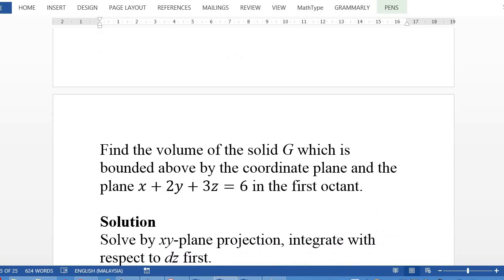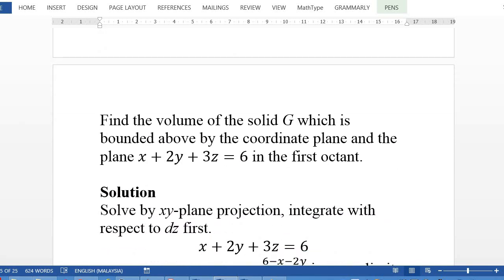Okay, example 1. Find the volume of the solid G which is bounded above by the plane, the tetrahedral plane x plus 2y plus 3z equal to 6, and the coordinate planes in the first octant, meaning x positive, y positive, z positive.